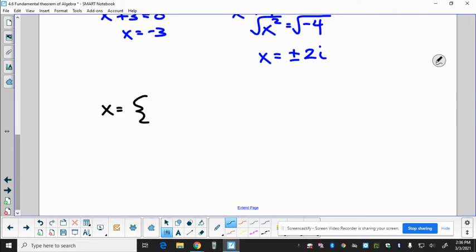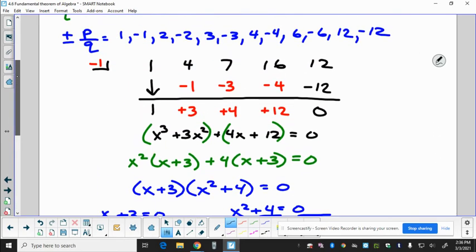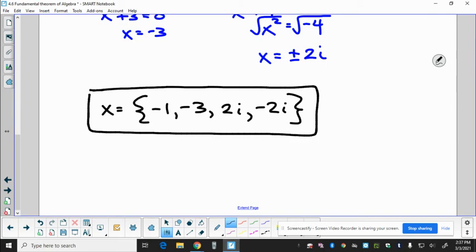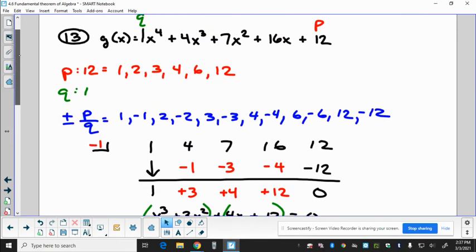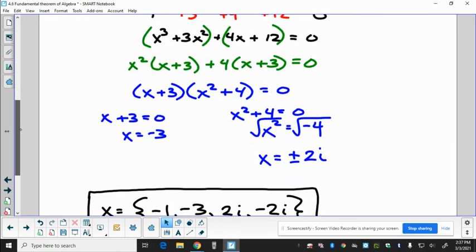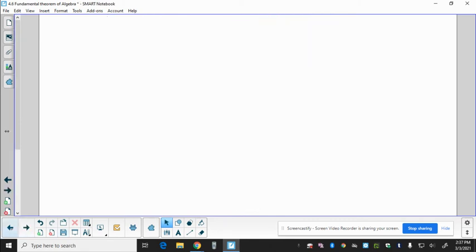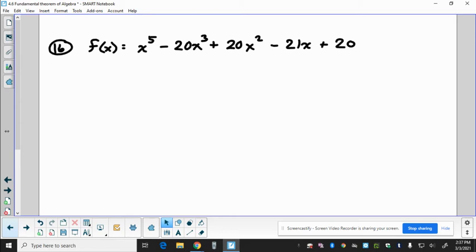All right, now what was the first number we used? It was -1. I see we have a -3, then we have a 2i, and a -2i. That's 4 values. What's the degree of the original polynomial? It's 4. That makes sense. 4 solutions. On to number 16.